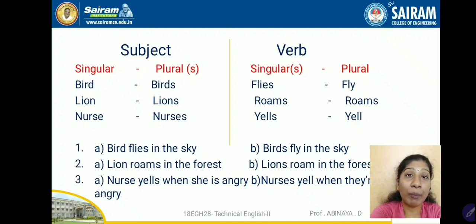Singular subject bird should go with singular verb flies. So, bird flies in the sky, and plural subject birds should go with plural verb fly, birds fly in the sky. As well, same thing. Lion roams in the forest, lions roam in the forest. This is how a sentence should be in English.